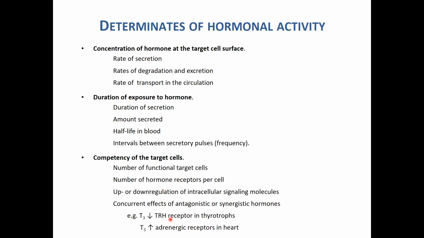For example, when we talk about thyroid hormone, we know that thyroid hormone can feed back and inhibit its own secretion. It does this by downregulating the thyrotropin-releasing hormone receptor in the thyrotropes. When we come to the thyroid gland, we also learn that the thyroid hormone has a major effect on the cardiovascular system. It does this by increasing the adrenergic receptors in the heart.